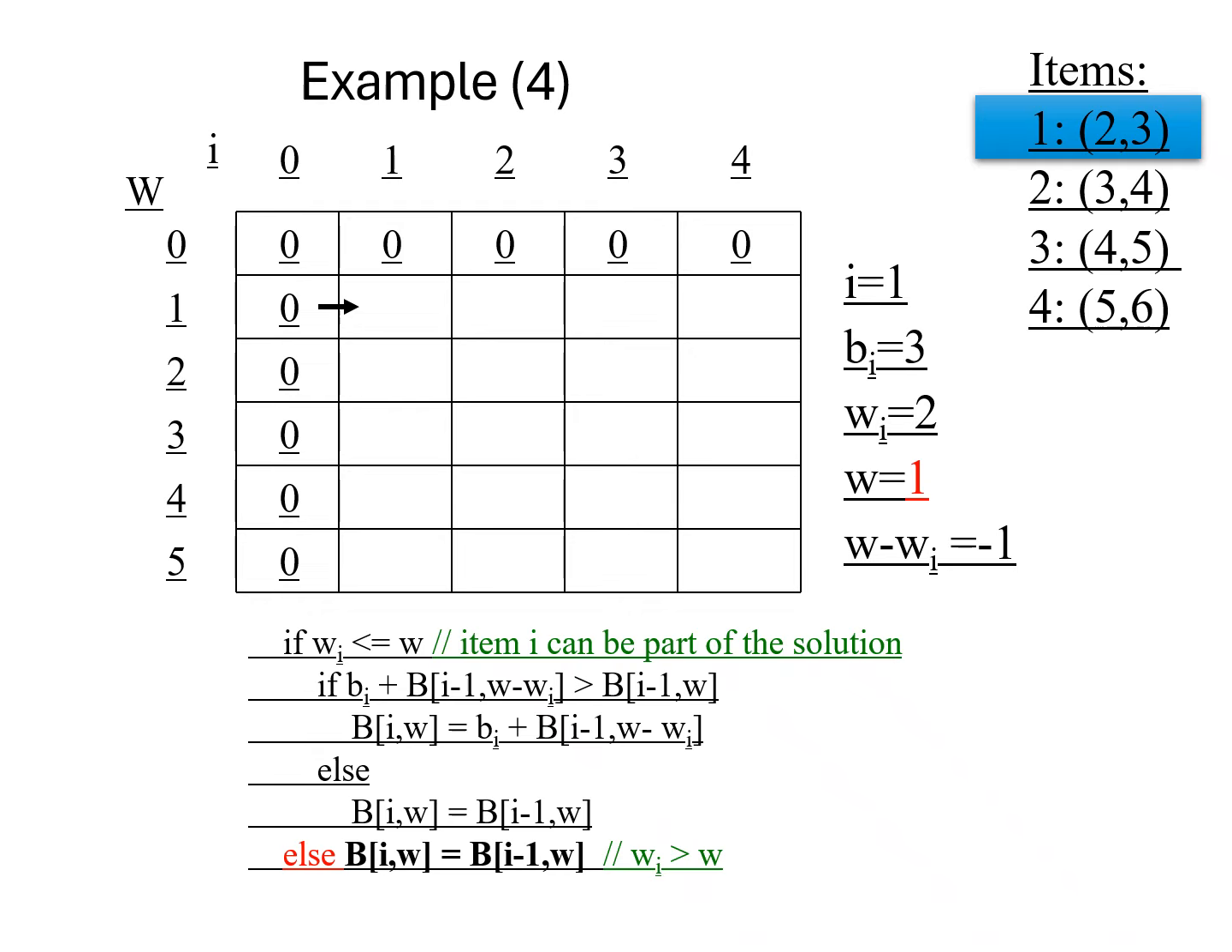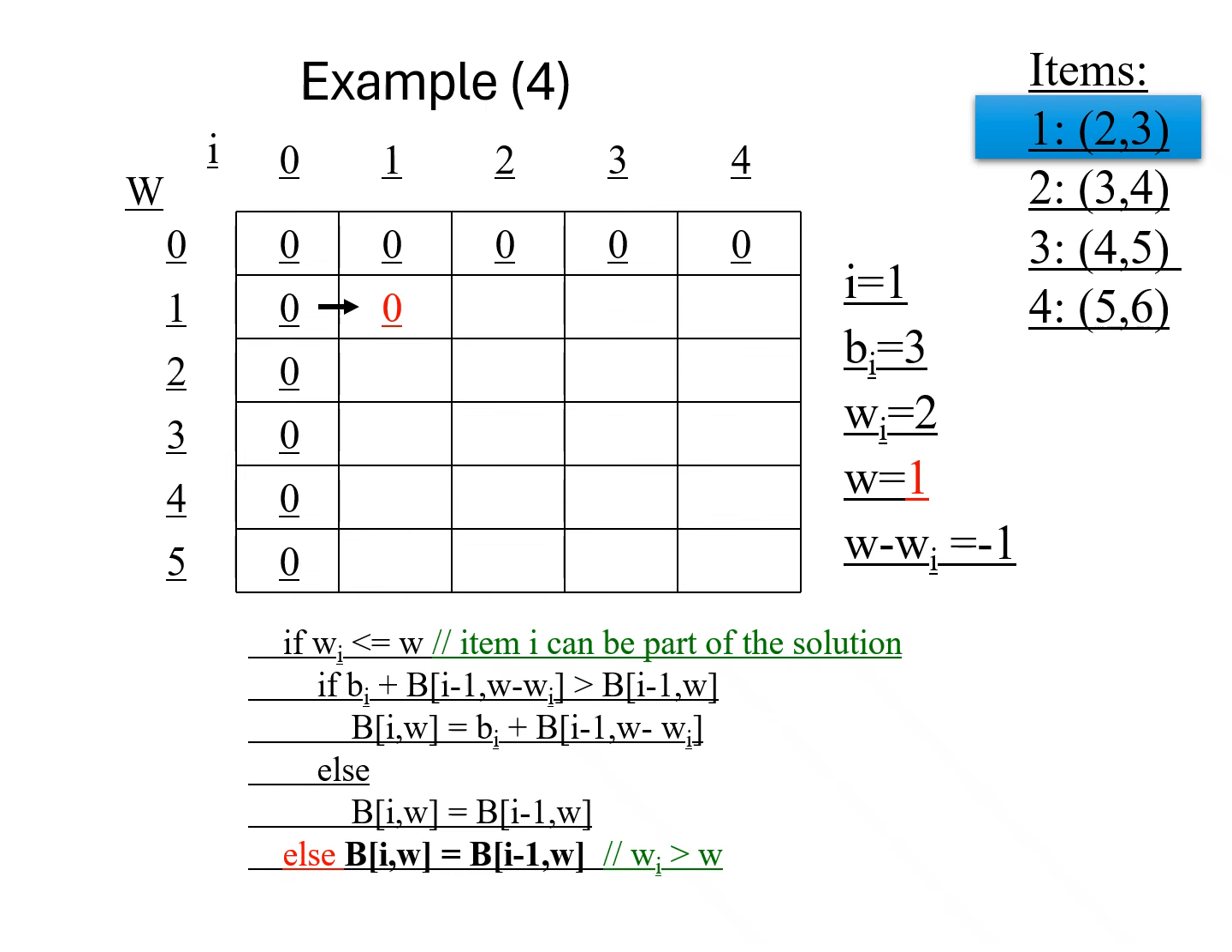So item number 1, its weight is 2. That means you cannot pick this item. You cannot put this item into your knapsack. Your knapsack weight right now is 1. So it means the previous solution would be the current solution. So now 0 is the current solution.